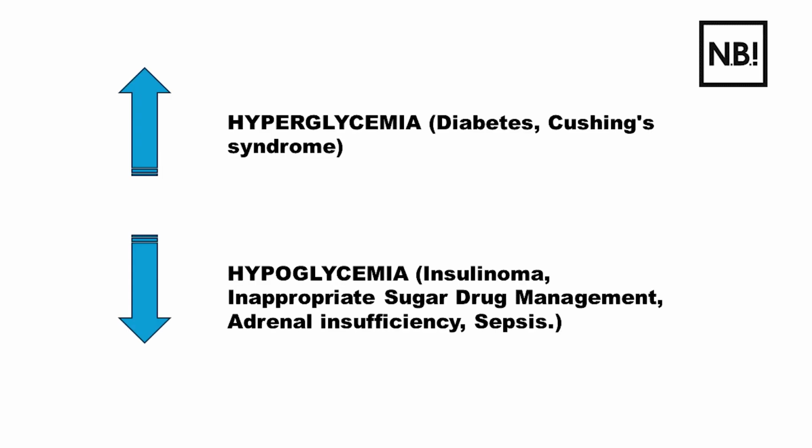The results can be interpreted as follows: hyperglycemia, normoglycemia, hypoglycemia. Hyperglycemia, high results, can indicate diabetes, Cushing's syndrome. Normoglycemia, normal value. Hypoglycemia, low results, often points to insulinoma, inappropriate sugar drug management, adrenal insufficiency, and sepsis.